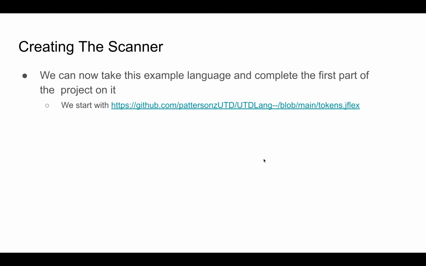Now that we have a basic understanding of the UTD-len minus minus, next we will start to create the scanner of the compiler. Here is a link to a file called tokens.jflex, and this is the place where most of your work for project 1 will be done. This file is already provided in your default project, so you can just use it. You have a template here.